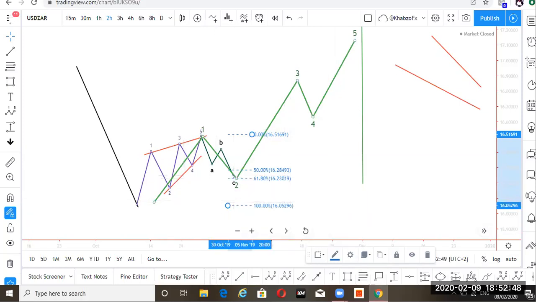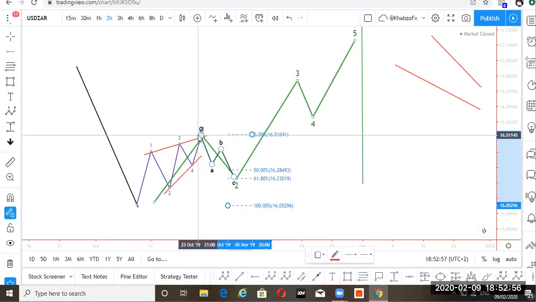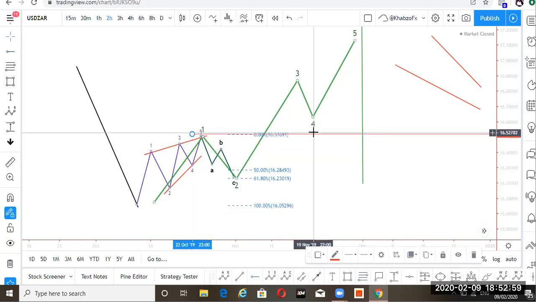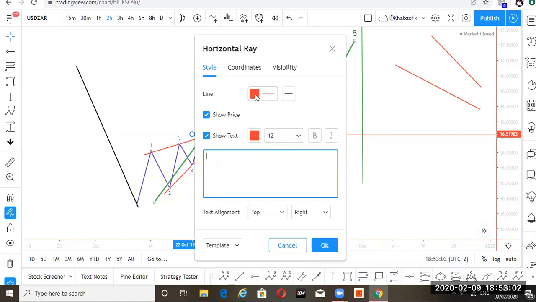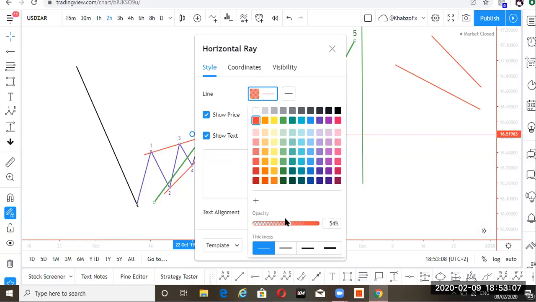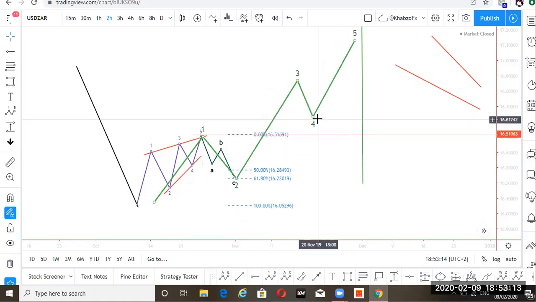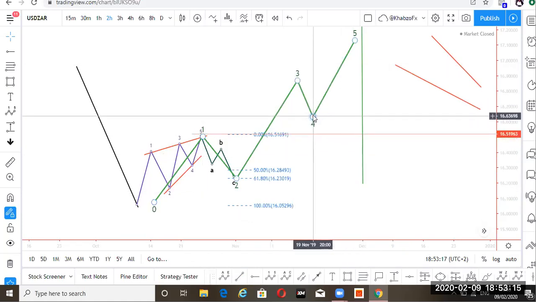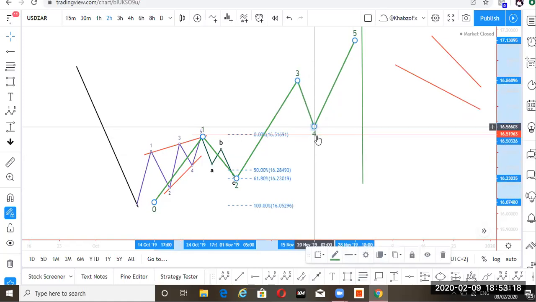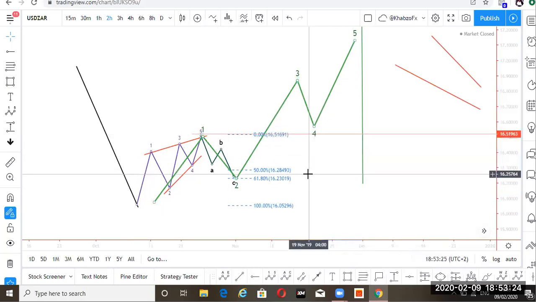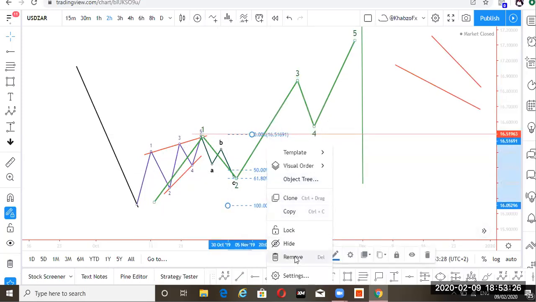So now, you know that wave 4 must not overlap wave 1, all right? Wave 4 should not overlap wave 1. So this will be your stop level if you are trading wave 4, all right? So it should come around here, but not below this line here on this area of wave 1, all right? Okay, let me delete this.